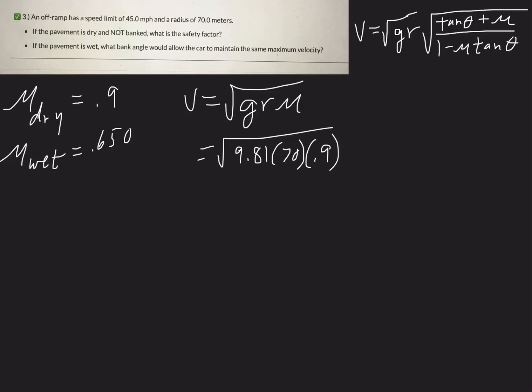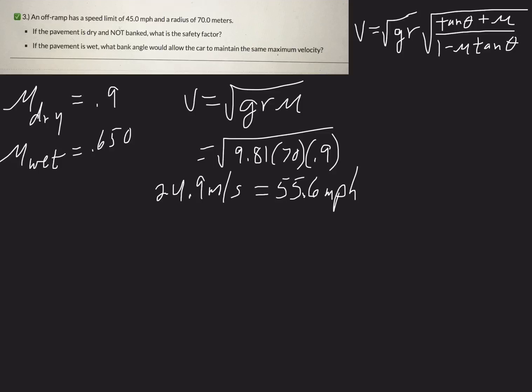And if we did that, we're going to get a velocity of 24.9 meters per second. If we divide it by 0.447, that should be 55.6 miles per hour is the speed limit we could, or the speed we could possibly go. If we go over that, we're going to fly off the thing, so we don't want to come anywhere close to that.